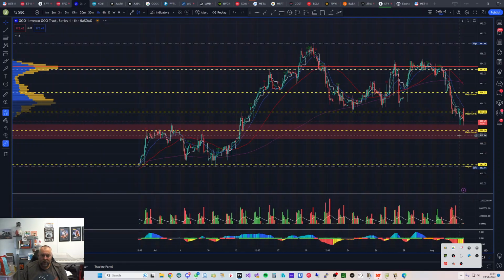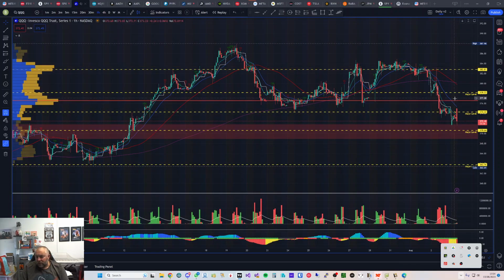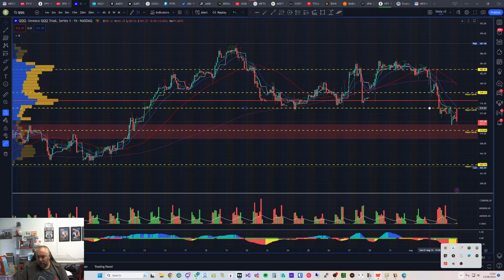On QQQ, the levels are already there as per those levels. So we've got 378 as a rejection area, that's an area of convergence. 374.32 as a higher risk rejection. In fact, we've already gone through it today, so I probably would give it the top of that area. So 375, I've changed that level, and 370 as a potential bounce area.